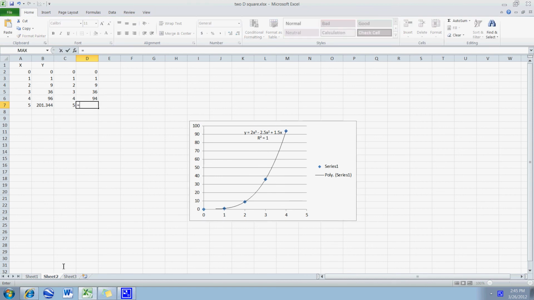So it equals 2 times x cubed, minus 2.5, it may not be, I won't get an integer here either. There's nothing to guarantee that it has to be a simple relationship. x squared, plus 1.5 times x. Okay, the moment of truth is here.